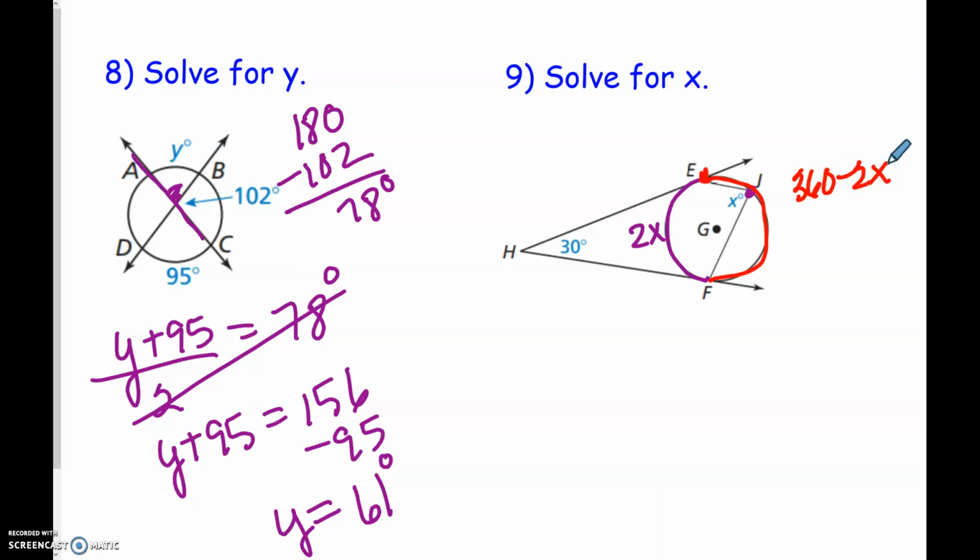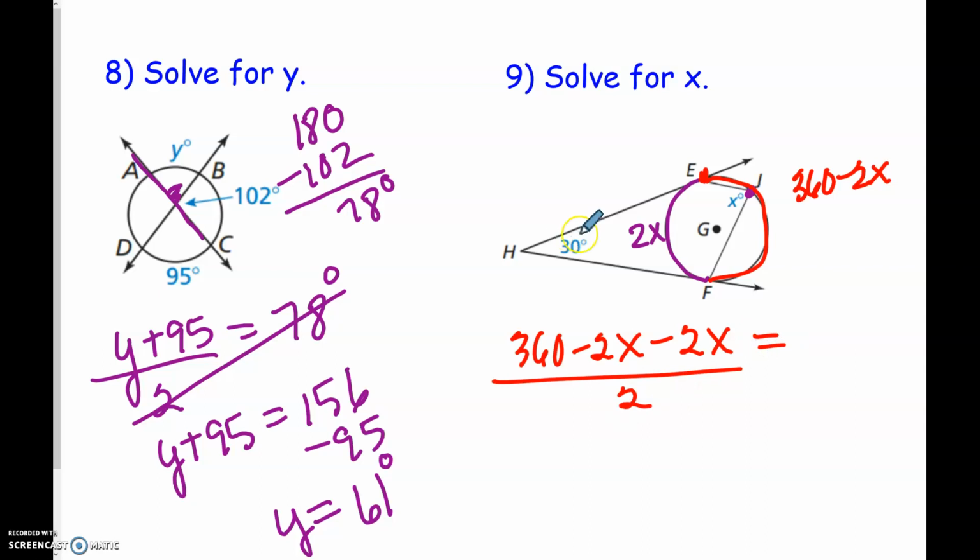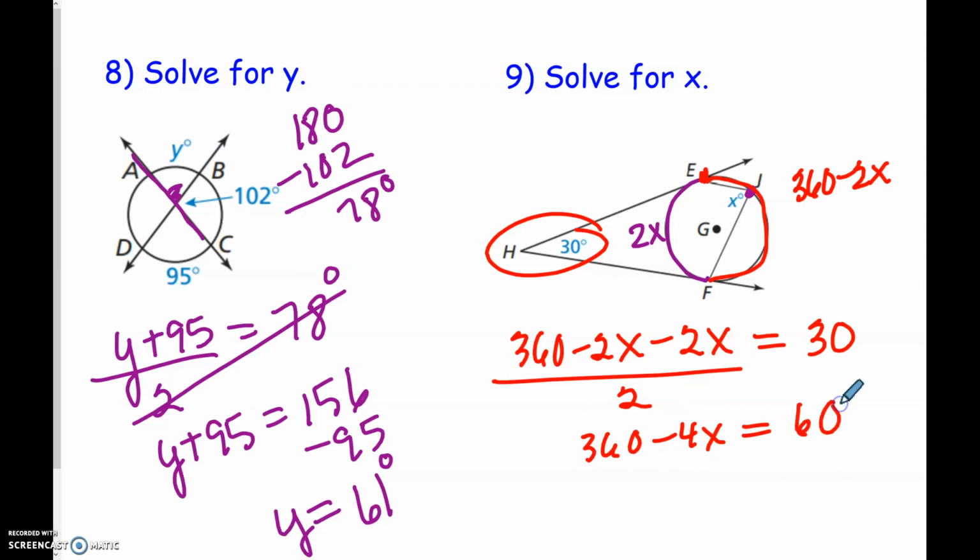Okay, so now to find this, this is the difference of the two arcs. So that red arc, 360 minus 2x. Now I have to subtract the other arc, so minus 2x, divided by 2, is going to be equal to that angle measure, and our angle measure here is 30. Okay, so I have 360 minus 4x equals 60. So minus 4x equals a negative 300. Divide both sides by negative 4, and we get x to be 75.